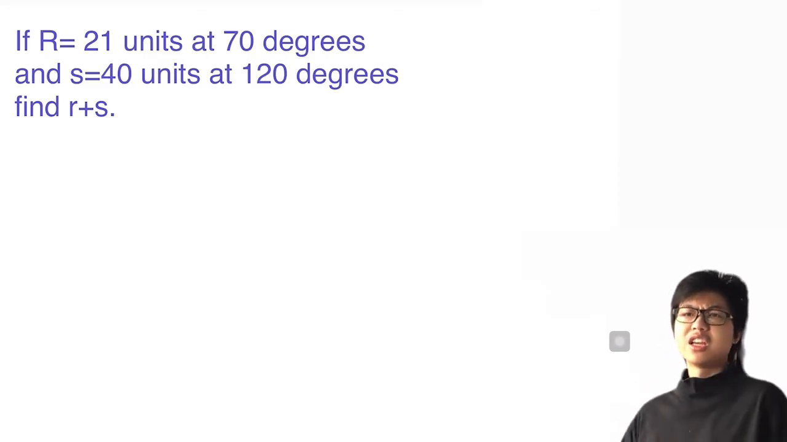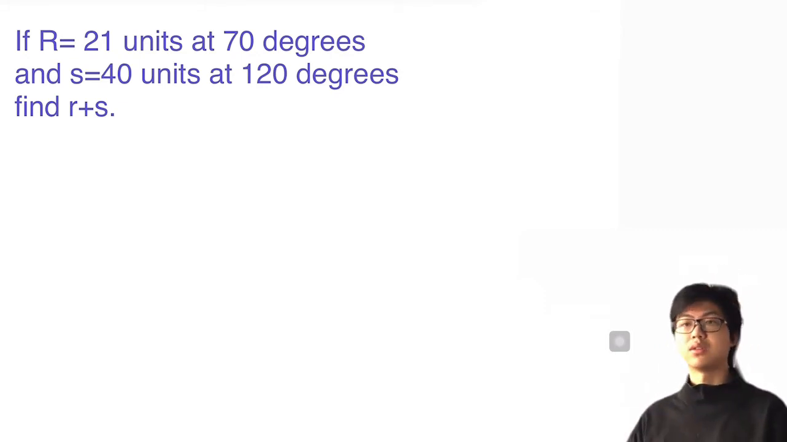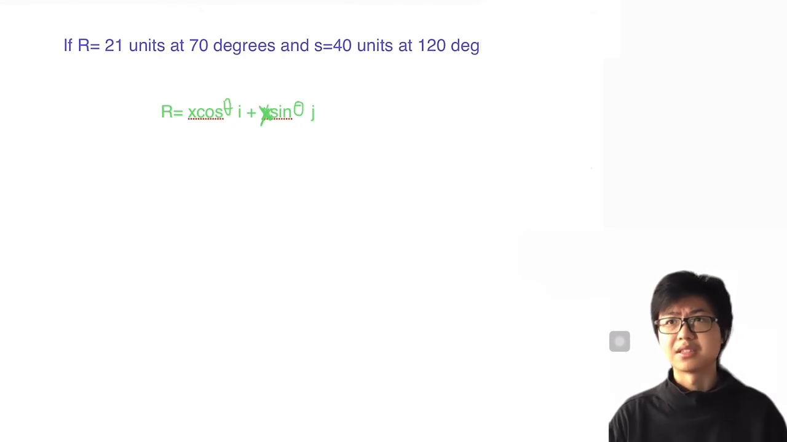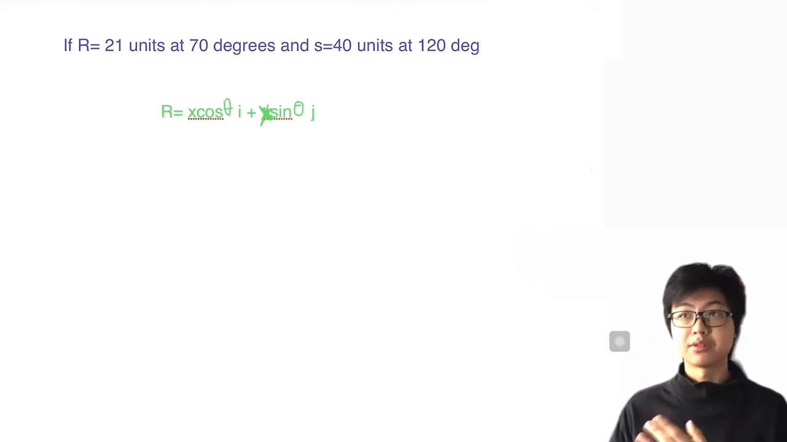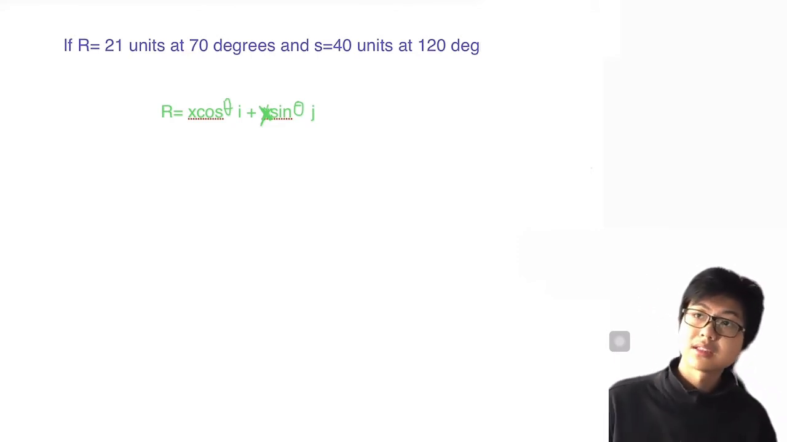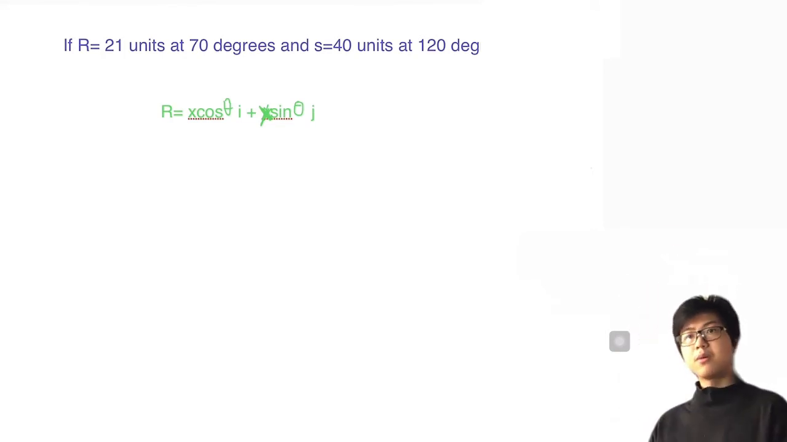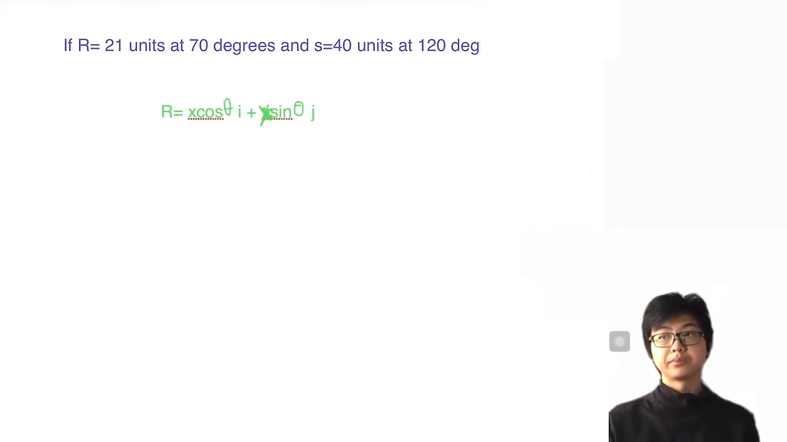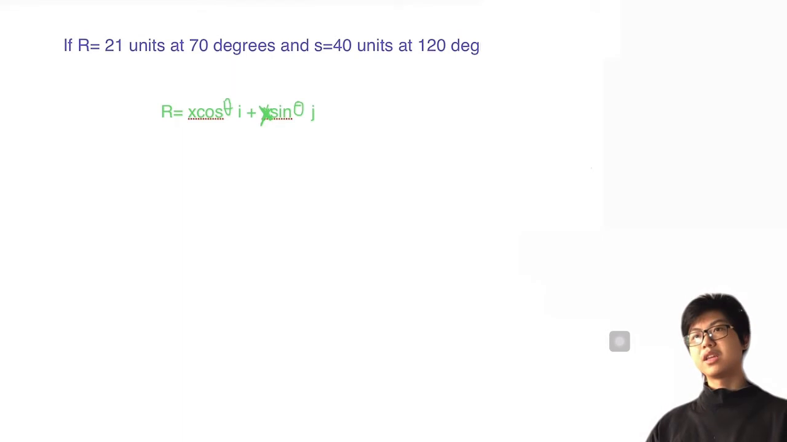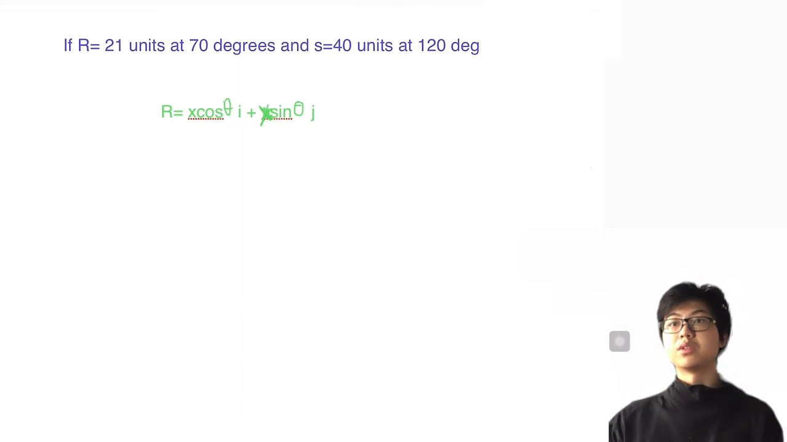Okay, so I have the second question. If r equals 21 units at 70 degrees and s equals 40 units at 120 degrees, find r plus s. So this one we can actually just use the components. It's going to be something new that I'm going to tell you right now. R equals x cos theta i plus x sin theta j. So from this one, what is the x? X is technically the units that you'll be using, and theta is going to be the degrees. Basically, this is going to be really straightforward if you can do this correctly.